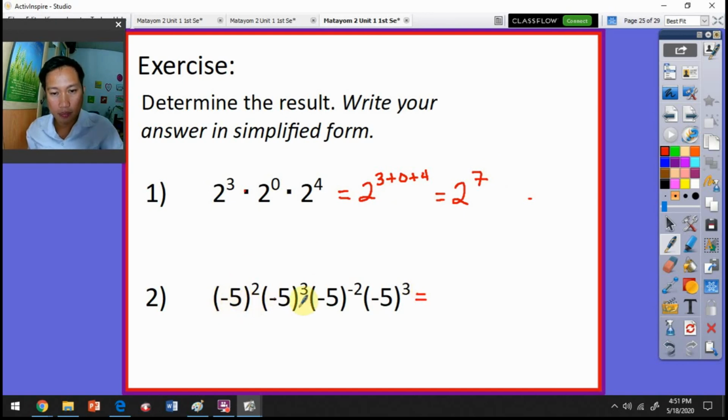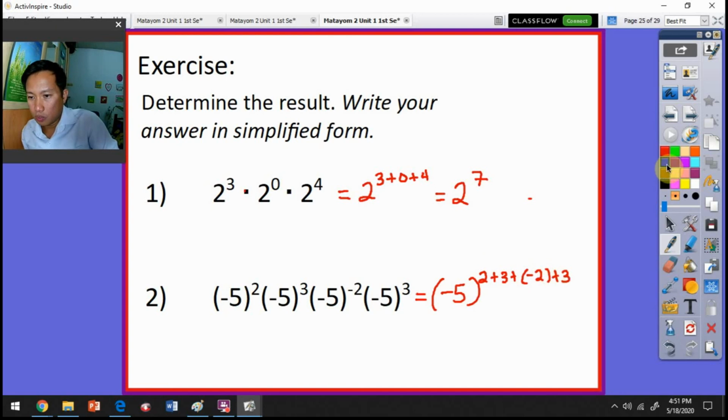All right, let's move on to number 2. Same base, negative 5, negative 5, negative 5, negative 5. So we write negative 5, and then it's all multiplied, so we add all the exponents. 2 plus 3 plus, oh, there's a negative 2. Now, we have 2 here and we have negative 2, so we can cancel out. So what is left is 3 plus 3. So negative 5 to the power of 3 plus 3 is equal to negative 5 to the power of 6.